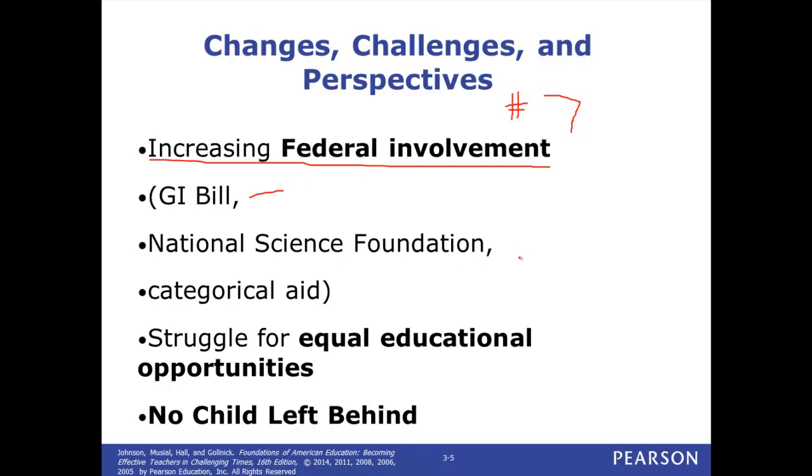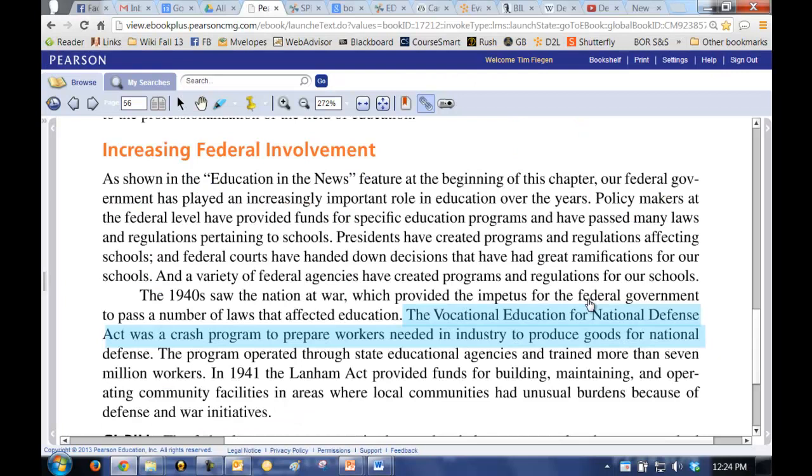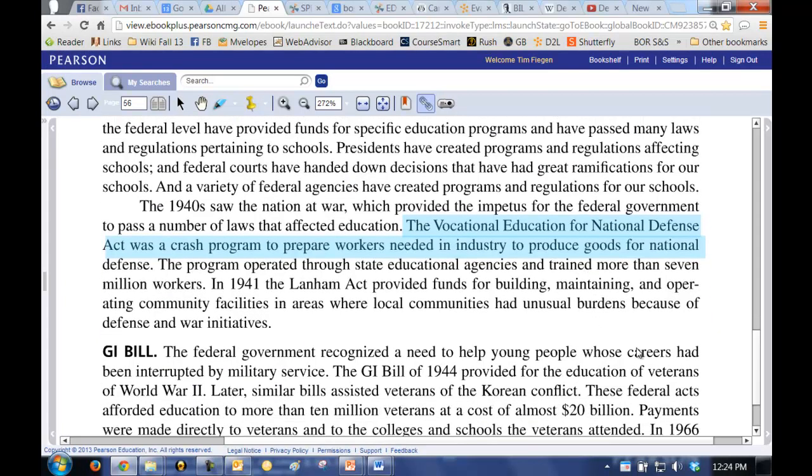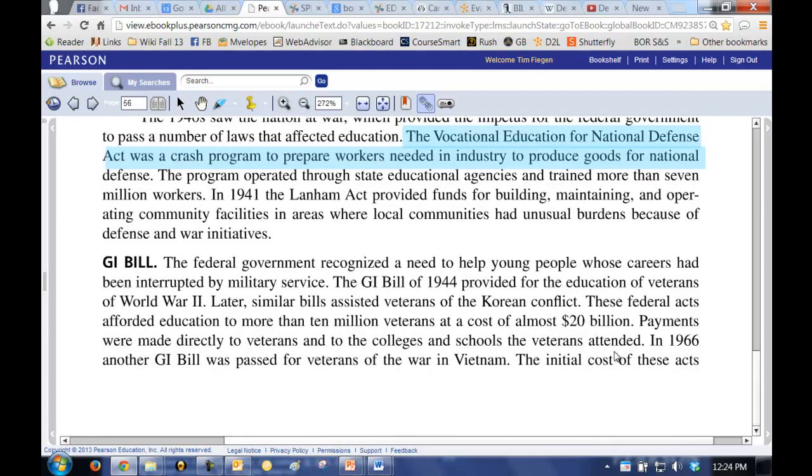And with that, you're going to say something about each of these: National Science Foundation and categorical aid, and the GI Bill. Okay. If you allow me to keep reading here, the program operated through state educational agencies and trained more than 7 million workers. In 1941, the Lanham Act provided funds for building, maintaining and operating community facilities in areas where local communities had unusual burdens because of defense and war initiatives. And this was the foothold. It was wartime, and so they gave money specifically to do things that were needed. Okay, just remember that. That's the genesis. That's the beginning of where it grew to today.